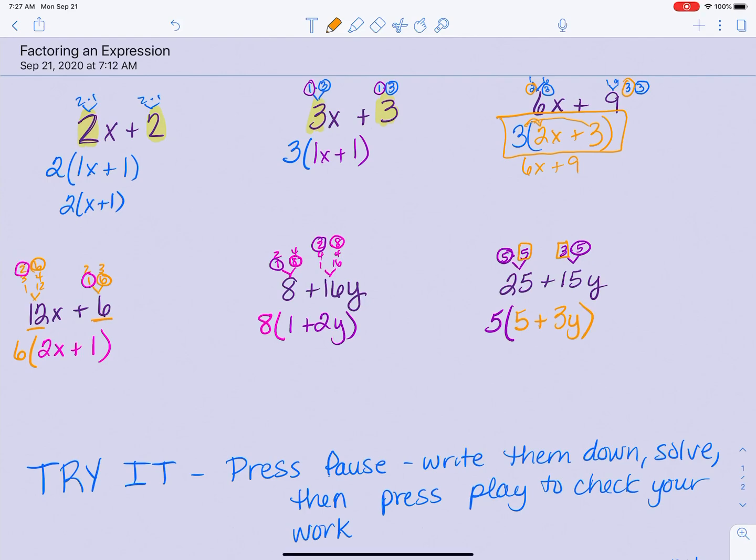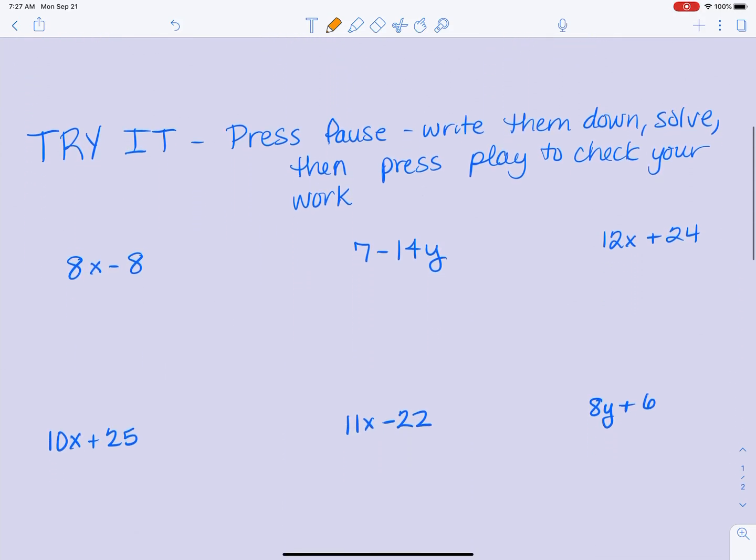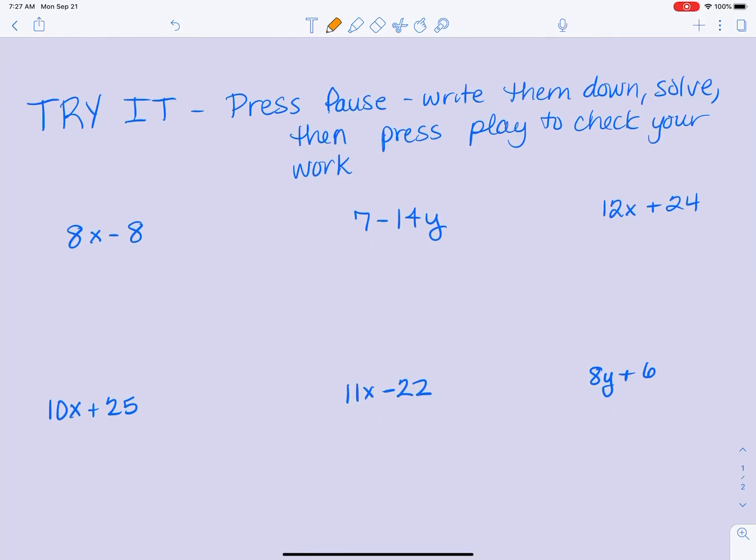All right. If we were in class, I would be able to answer questions as we went along, but we do not have that option. So you guys are going to need to press pause and write these problems down, solve them, and then check your work by pushing play. So I'm going to give you a few seconds. Push pause. Spend some time doing the work. Okay, so I'm going to go ahead and write the answers.